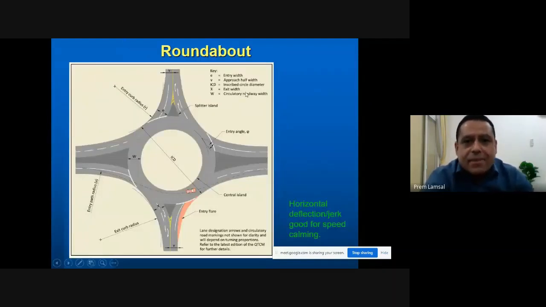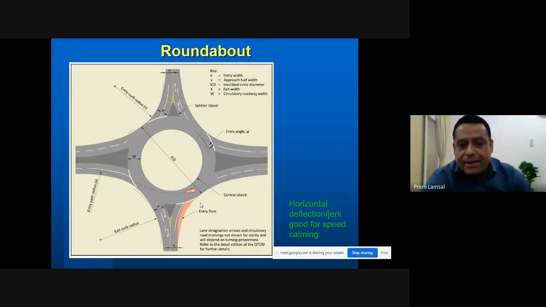There are various things, for example, this entry width here. What should be the entry width? What should be the inscribed circle diameter? What should be the circulatory roadway width? These all depend upon the design vehicle. If you are designing for trucks or container-carrying vehicles or very big articulated vehicles, we need these dimensions bigger. If you are designing just for cars, they could be very small in size, and this radius can be small. So these things depend on the design vehicle.